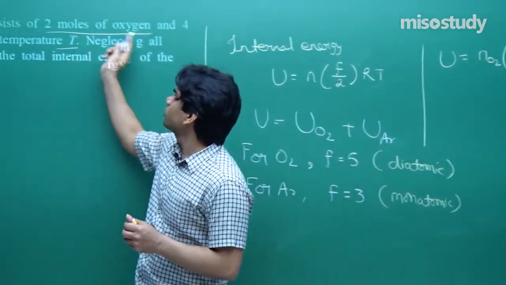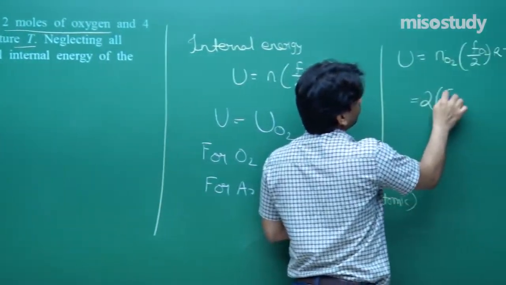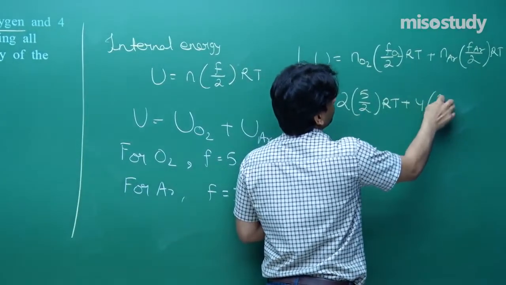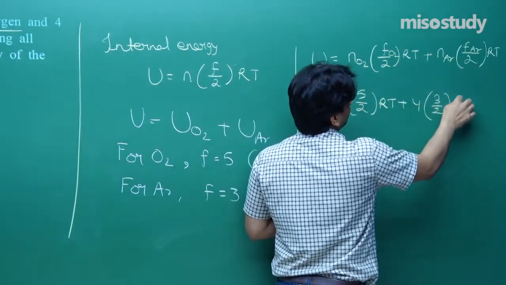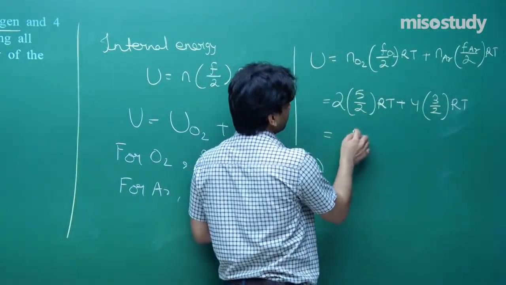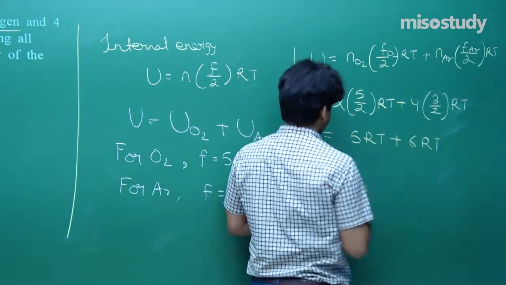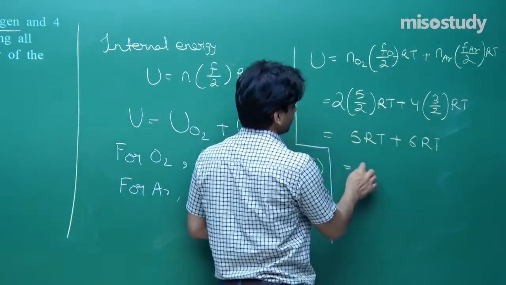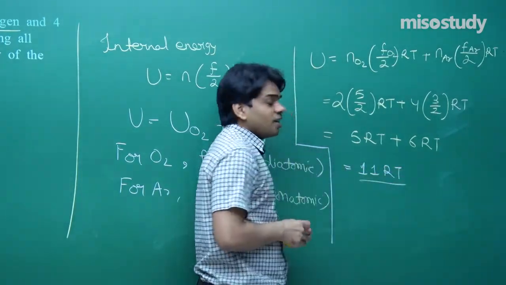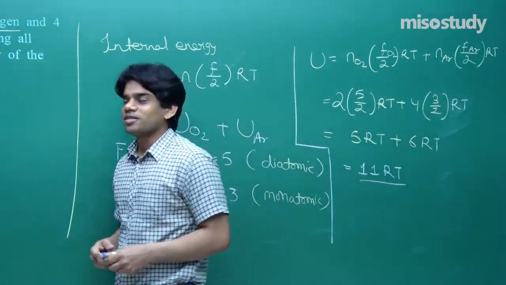Gas will consist of 2 moles of oxygen and 4 moles of argon. So 2 moles of oxygen, 2 into 5 by 2 RT plus 4 into 3 by 2 RT. Clearly, it is 5 RT and we will be getting 6 RT. So, 5 RT plus 6 RT, 11 RT. 11 RT is the total internal energy of this combined system of two gases, oxygen and argon.